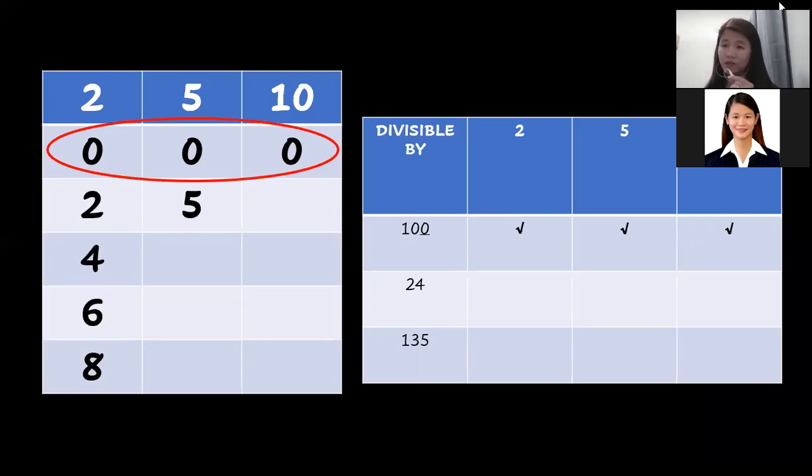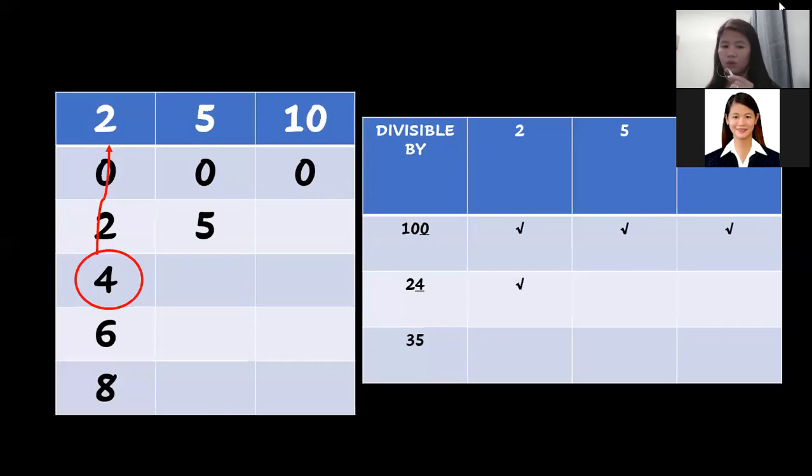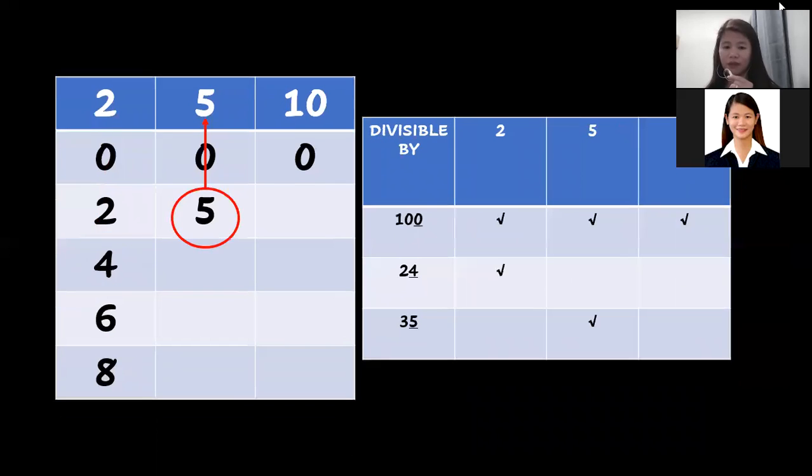Next, 24. The last digit is 4. Okay? So, 24 is divisible by 2. Last, 35. Look at the last digit. Ang huling number ay 5. Okay. So, the answer is divisible by 5.